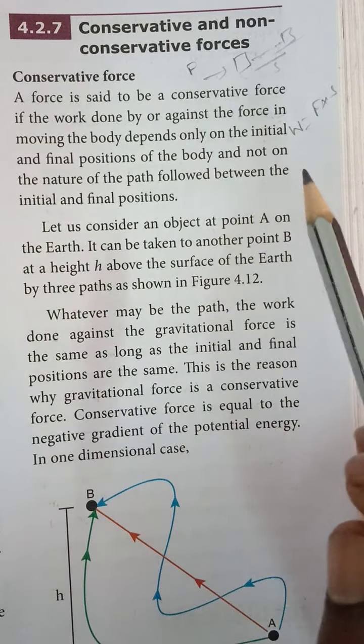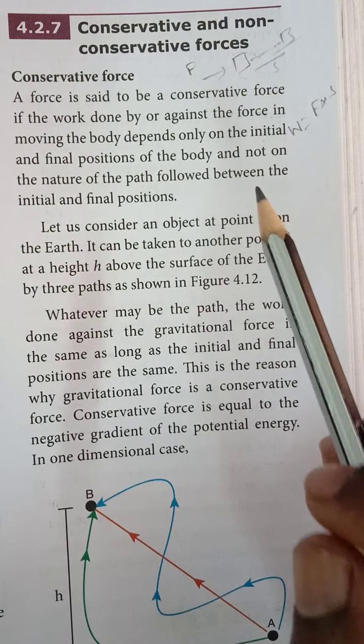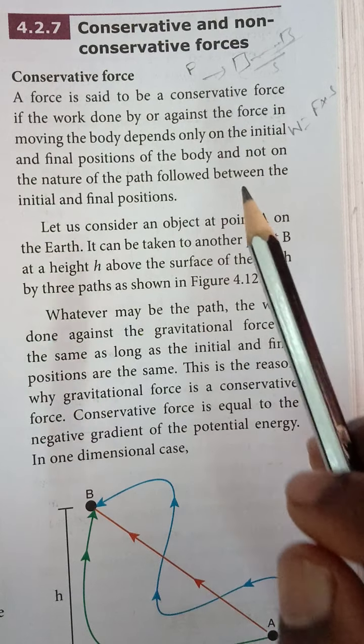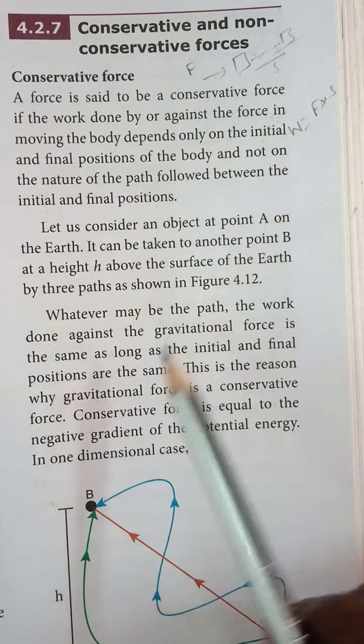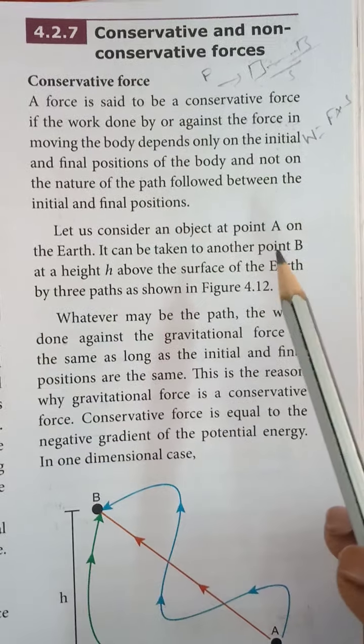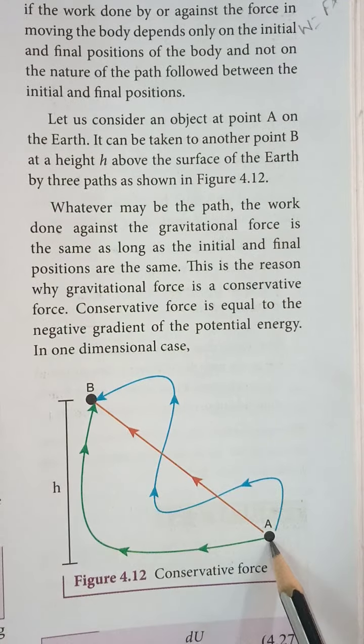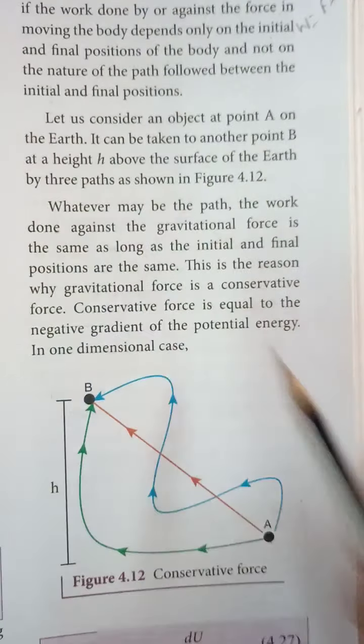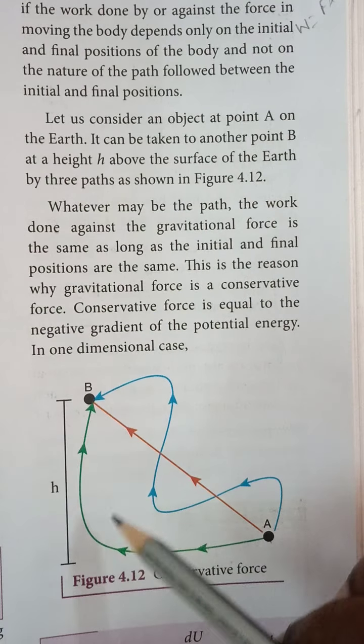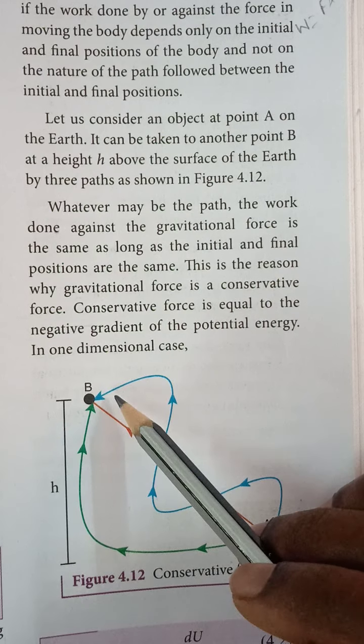So the path is not important. We only take the initial and final position of the object. That is the meaning of conservative force. Let us consider an object at a point A, then point B here. A is on the earth, and B is some point above the earth's surface at a height h.